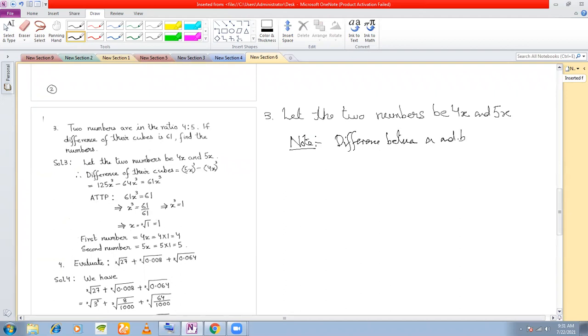What do you mean by this? Difference means either A minus B or B minus A, isn't it? If I say positive difference, that means A minus B must be positive. See here, the difference of the cubes is 61. That means the difference is positive, so the greater number minus the smallest number must be equal to 61. You agree with me?